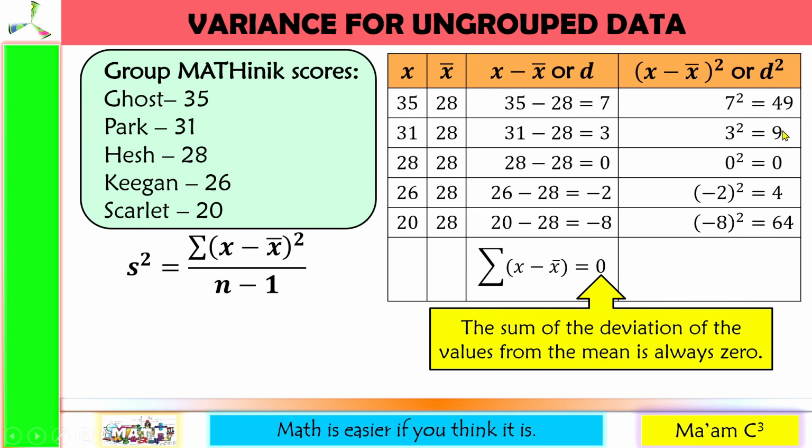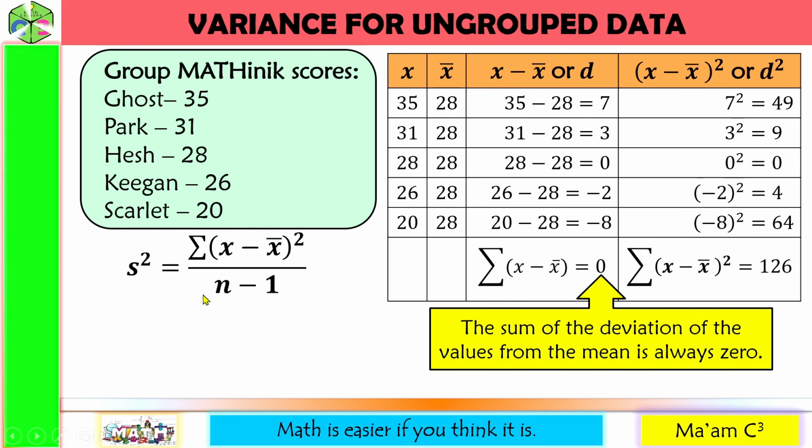Now, let us get the sum of the squares of the deviation. 49 plus 9 is 58. 58 plus 0 is still 58. 58 plus 4 is equal to 62. 62 plus 64 is equal to 126. We're going to substitute this value in our numerator.